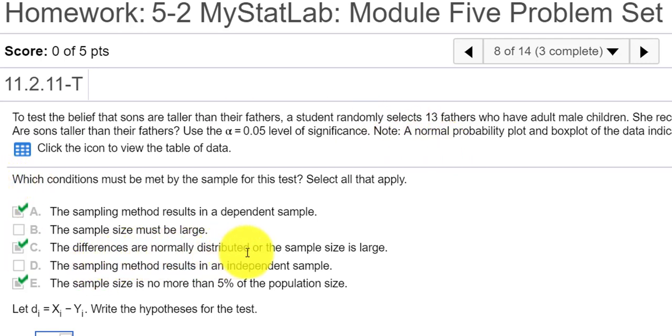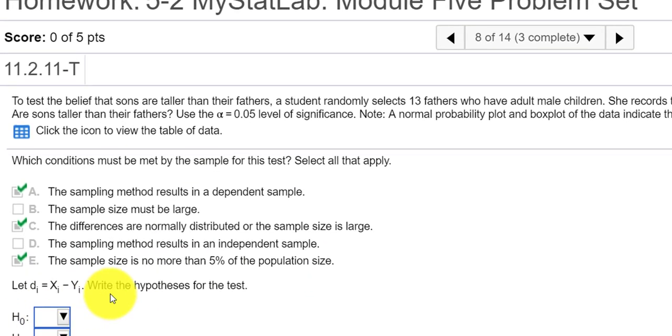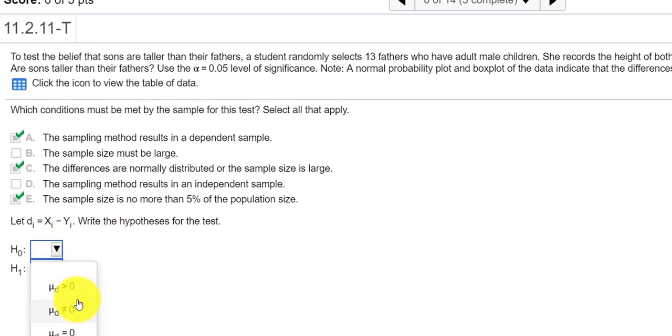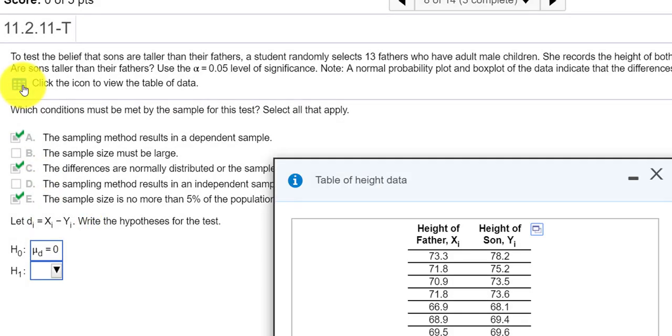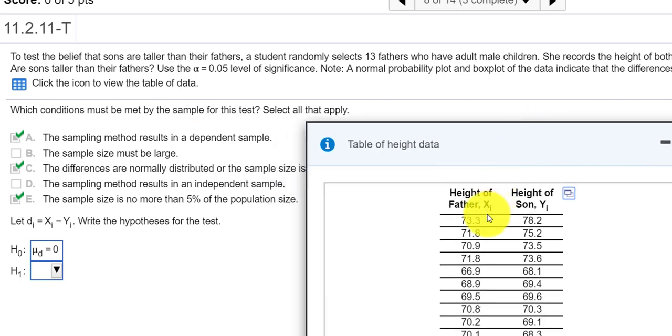The differences are normally distributed, or the sample size is large and no more than 5% of the population size. All right, so now we have to come up with the hypothesis test. The null hypothesis would be that there is no difference, so the difference would be 0. I have to see who xi and yi are, so I click this table to open up my data. xi is the father height and yi is the son. So if I did father height minus son, if the son is taller, the difference would be negative, which means the difference would be less than 0.